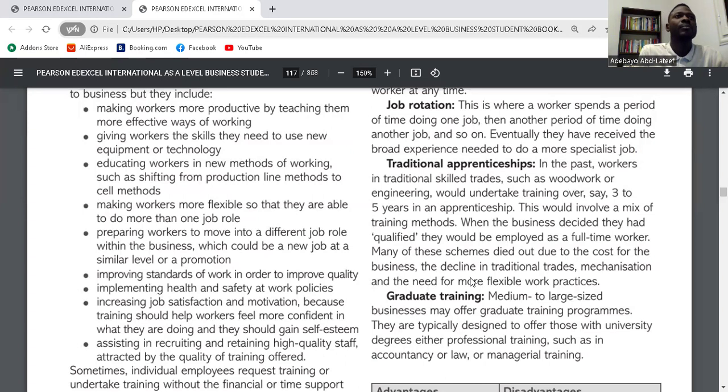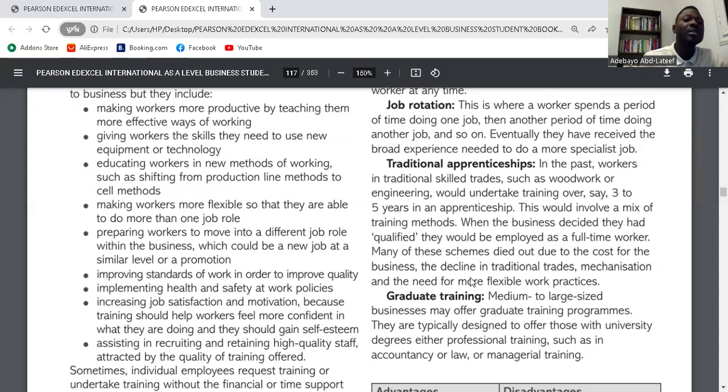Making the worker flexible. Training improves flexibility too. But here we're talking about production methods. When you talk about production method, it's basically on how to reduce wastage. So you have to train your workers on those processes. That's the point they're making there.